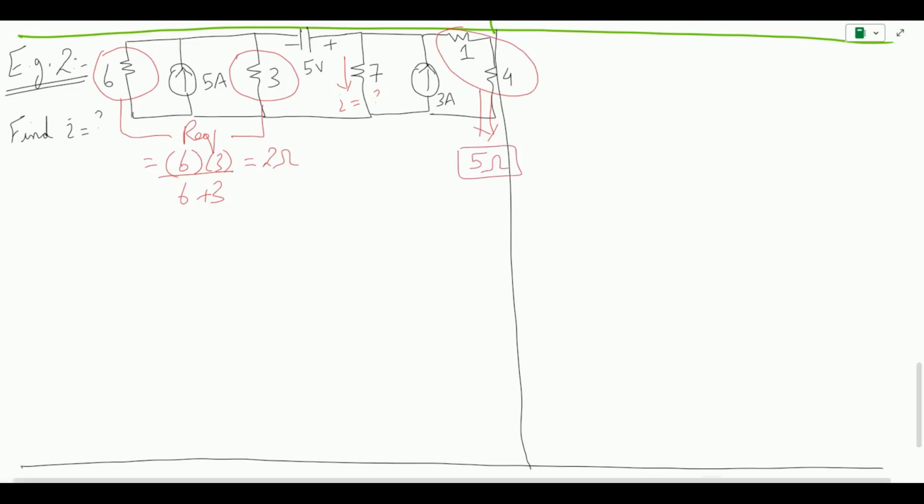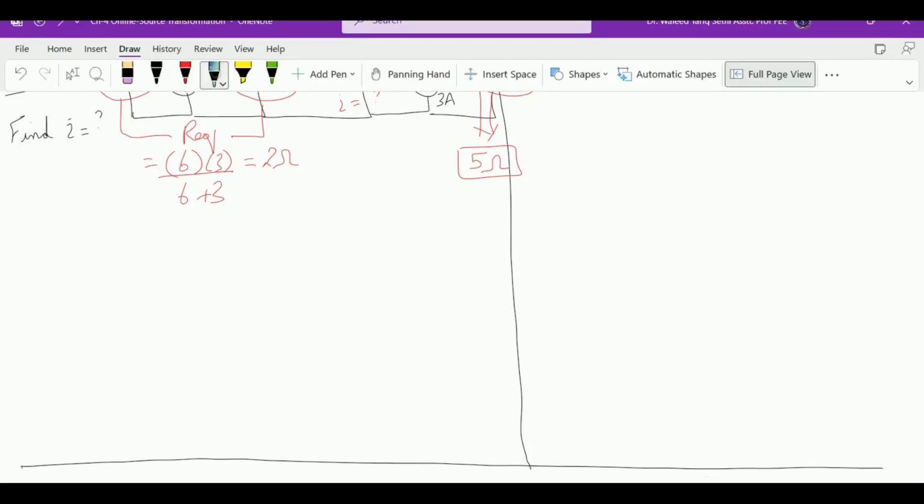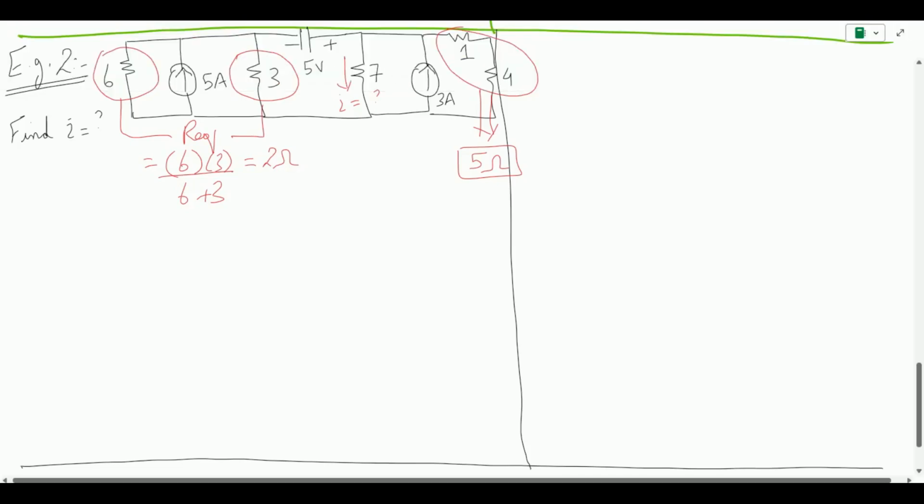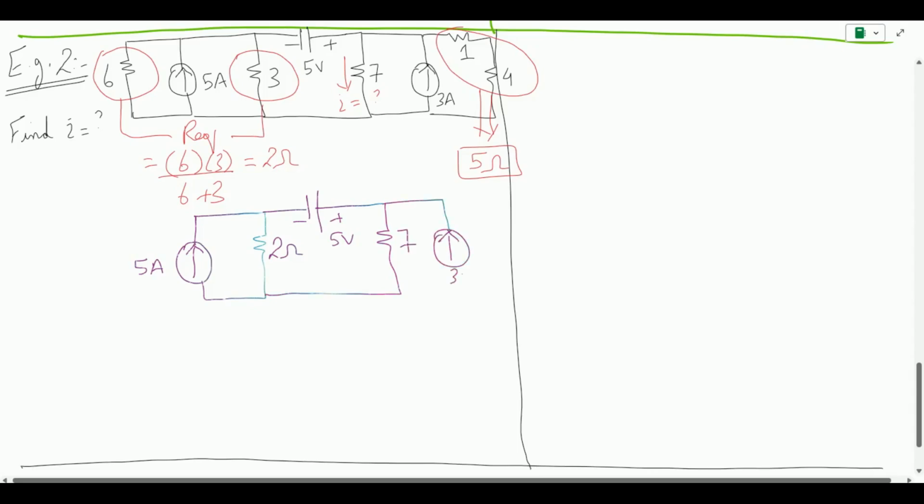So let me redraw this circuit with the updated values. The current source remains as it is, 5 amps. I have now a parallel 2 ohm equivalent, so this is the 5 amps, followed by the voltage source, which is again a 5 volt battery, followed by the 7 ohm, where we have the current, and here this current remains the same as 3 amps. And now we have a series resistor of 5 ohm in parallel to the 3 amps.